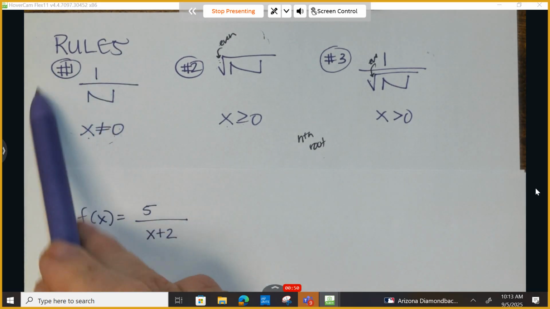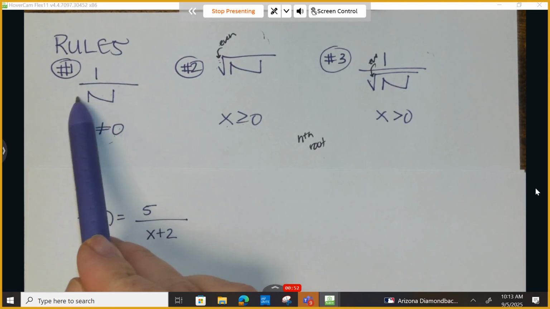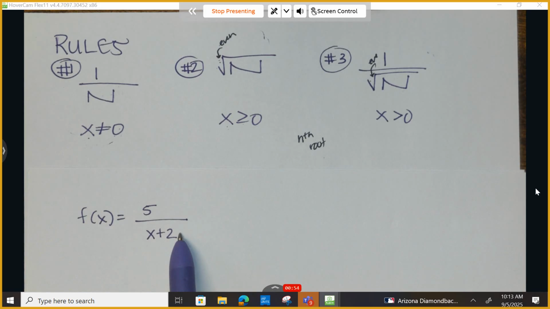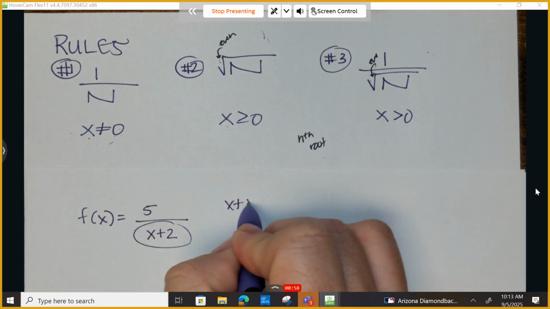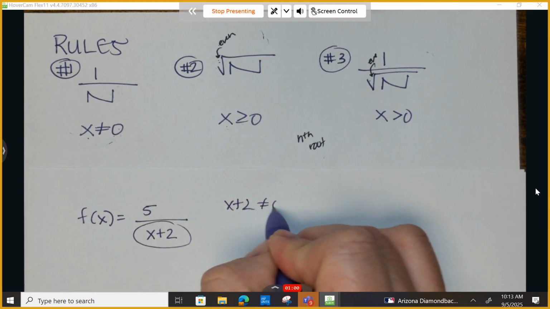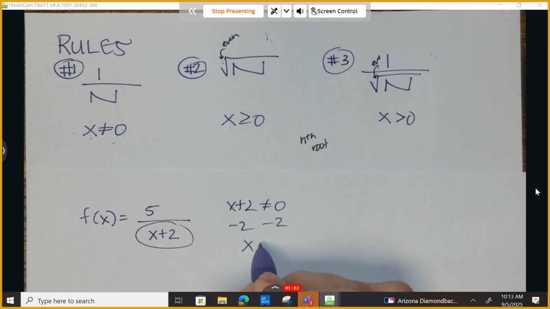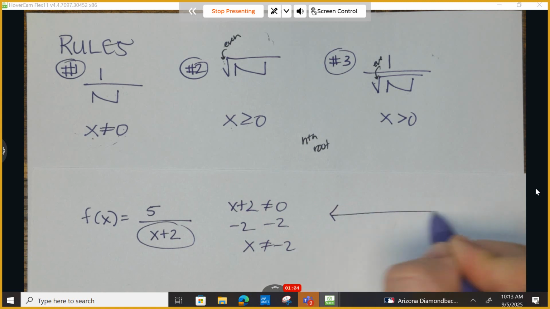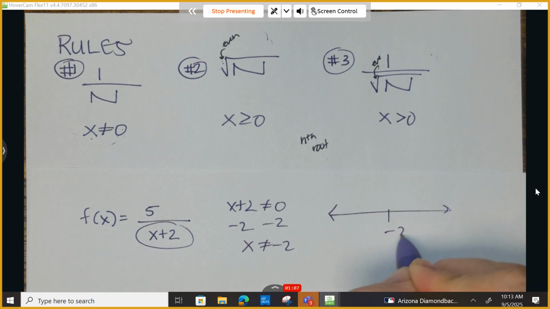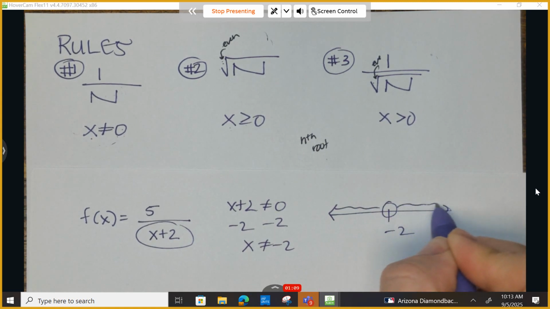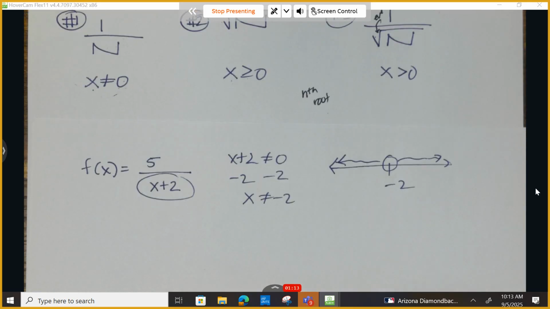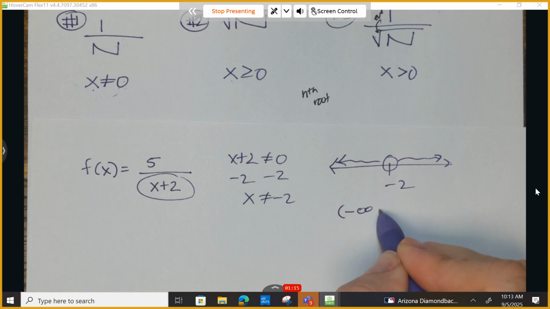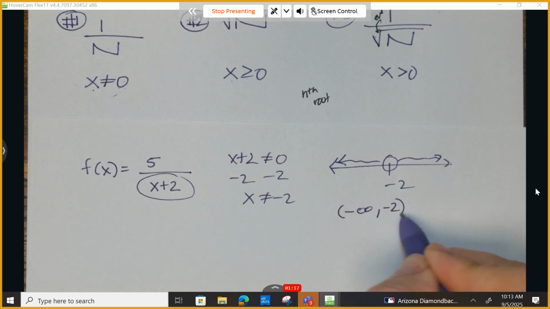And the only reason I apply Rule 1 is if I see a variable in the denominator, which I do see. So I'm going to say this quantity cannot equal 0. I solve algebraically, which is required. I make a simple number line. I demonstrate that I can display the domain visually on a number line, and then I write it in interval notation. We are not including -2.